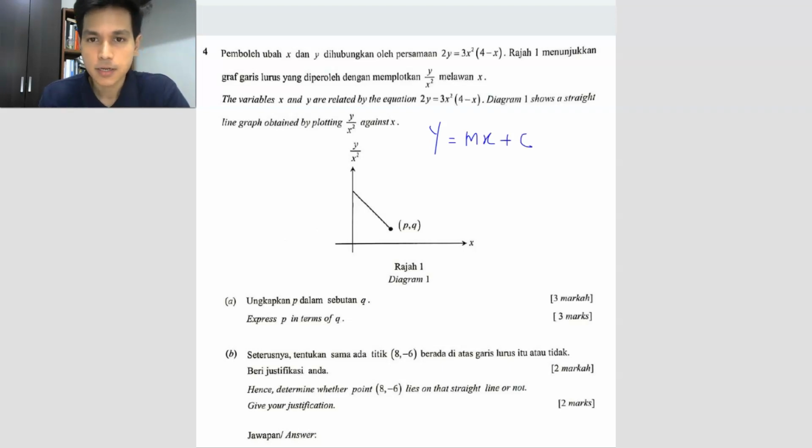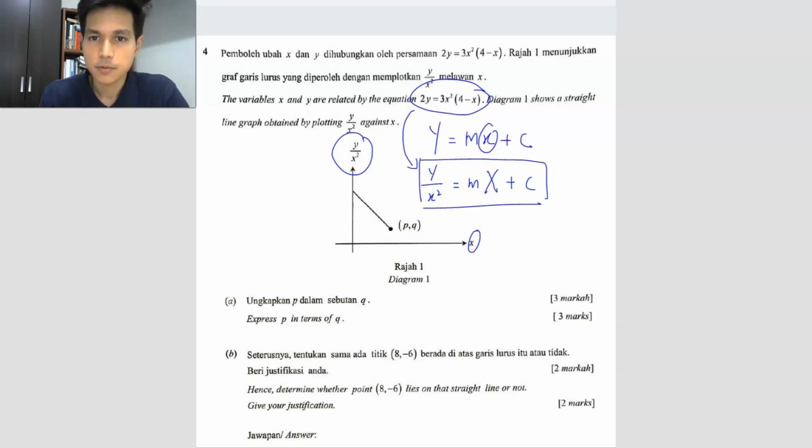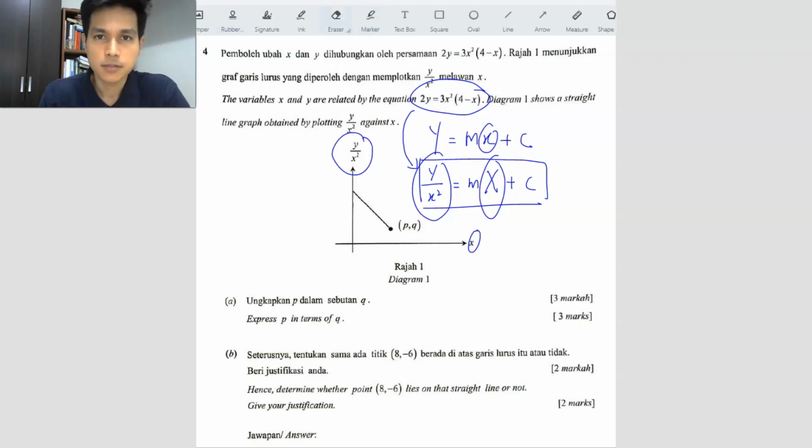So in this case, the y-axis here is y over x squared. That means instead of y, you have to write y over x squared equals m, and then x here is the same, so it's still x, plus c. So you must make this equation become this format. The y-axis here is y over x squared, and here is x. Okay, let me just erase this.